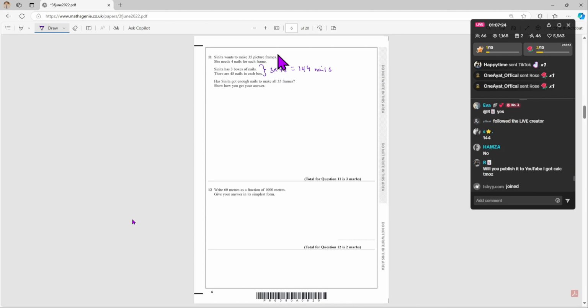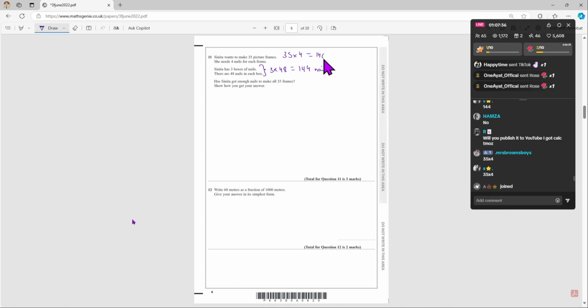one frame requires 4 nails. You have to do 35 times 4 to work out how many nails you need. 35 times 4 is 140. Use a calculator. That is the nails needed.